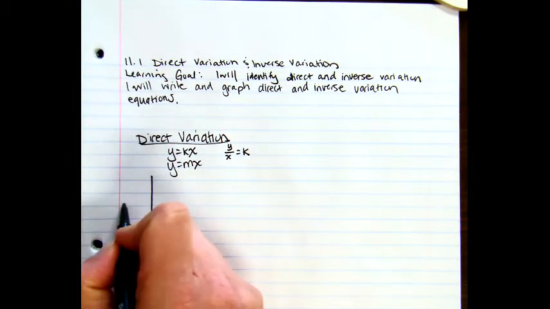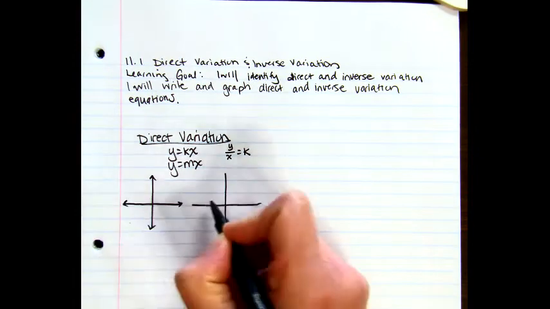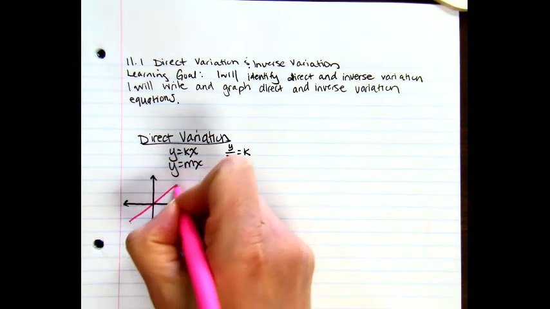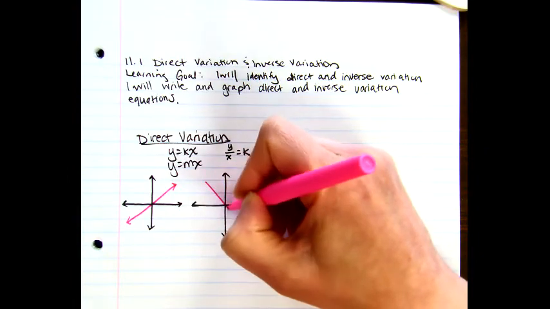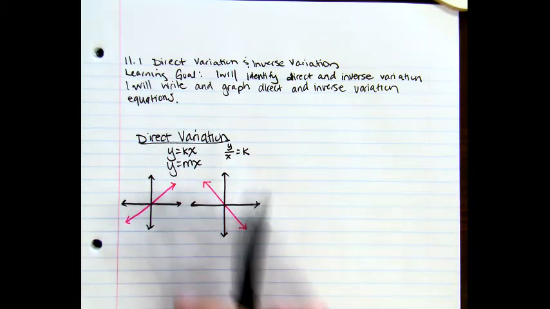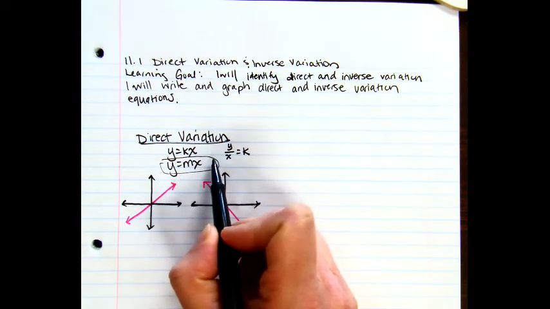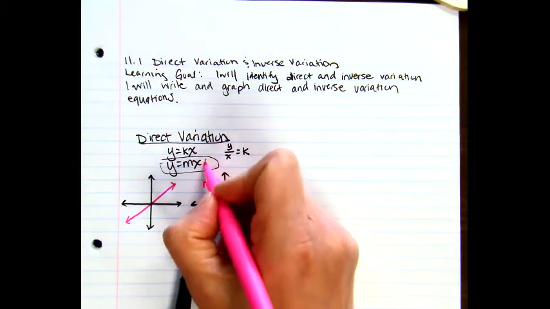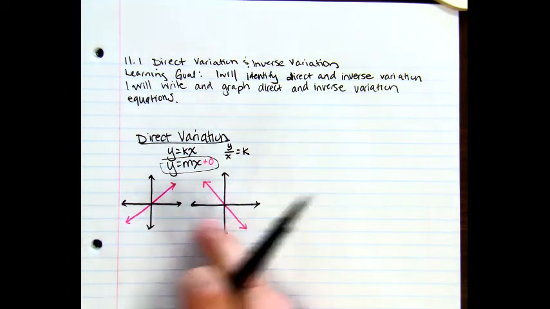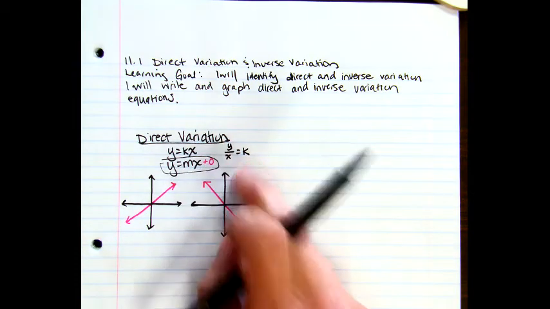If you were to graph direct variation, your graphs will always look like, I'll put my axes on there, either like this, or like this. So they're linear, we have a constant slope, and they always go through the origin. Slope-intercept form is usually y equals mx plus b, where b is your y-intercept. We don't have anything written here, so your y-intercept is always 0 for direct variation. So this is what your graphs will look like, and this is what your equation should look like: some number times x, or you can write it as a ratio of y over x equals k.